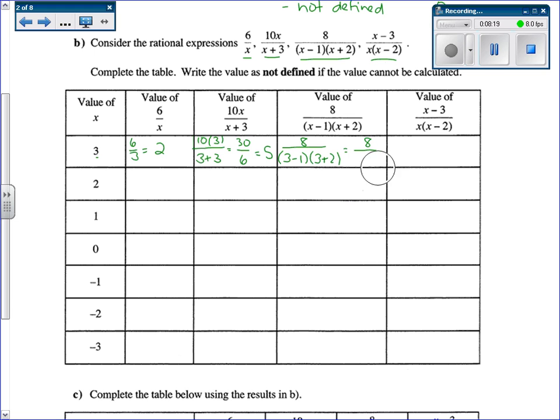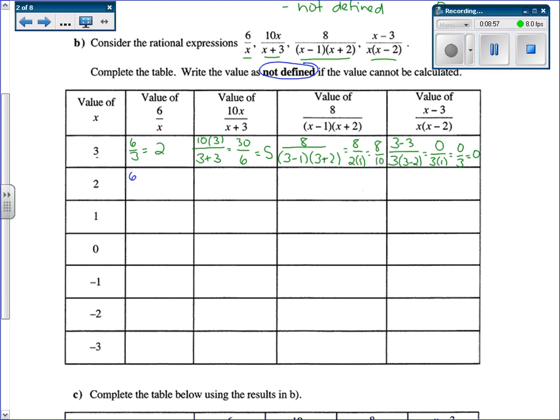This is where I said it's not going to fit in, but I'll squish a little bit here. So we have 8 over 2 times 5, which is 8 over 10, and that would be 4 over 5, but I've run out of room, so I'm not going to simplify that. And then 3 minus 3 over 3 times 3 minus 2 is 0 over 3 times 1, or 0 over 3, which is just 0. 0 divided by any number is just 0, but any number divided by 0 is undefined. So far all of those numbers actually exist. We don't have anything that's undefined.